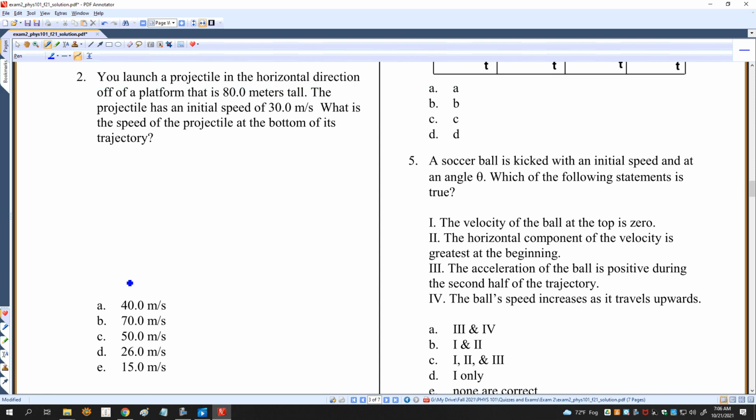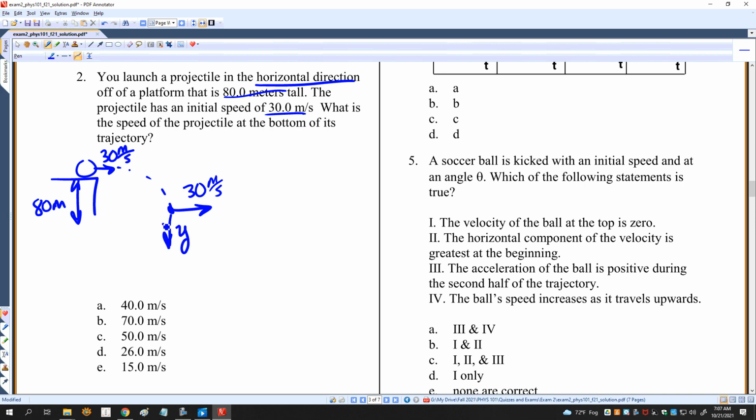What is the speed of the projectile at the bottom of its trajectory? You have a horizontal launch from 80 meters, with an initial speed of 30 meters per second. So I have this object that goes like this. This distance is 80 meters, and I want to know what is its speed right here. Now it'll have an x component, and I know that's equal to the initial speed, or 30 meters per second. But it's also going to have a y component, Vy, and I need to figure out what that is.